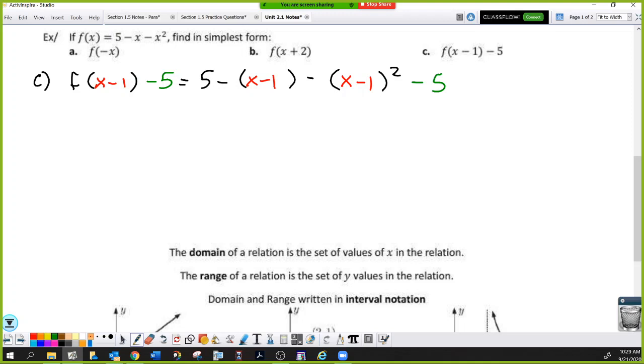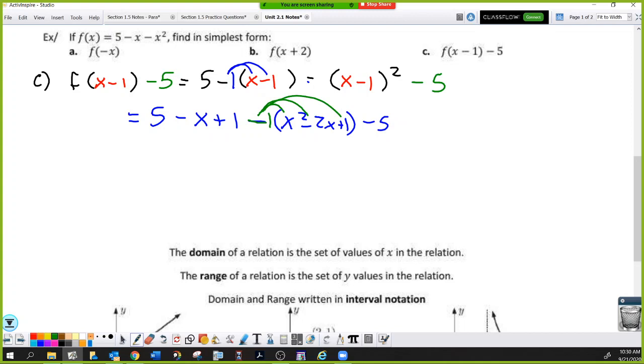Major part of your upcoming test is transformations. Here, remember there's a negative 1 that you're distributing. So I have minus x plus 1. Now here, I'm going to write this minus sign. I am going to FOIL x minus 1 times x minus 1 again. And then there's the minus 5. Now just like last time, there is a negative 1 here that I have to distribute to all 3 places. 5 minus x plus 1 minus x squared plus 2x minus 1 minus 5.